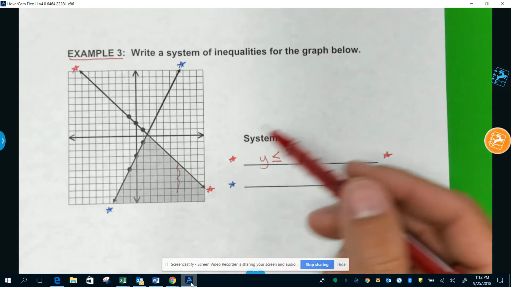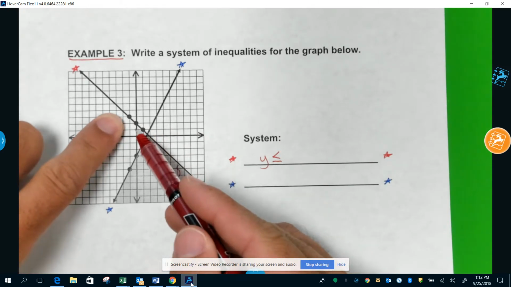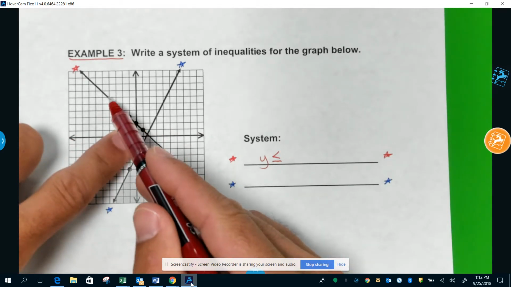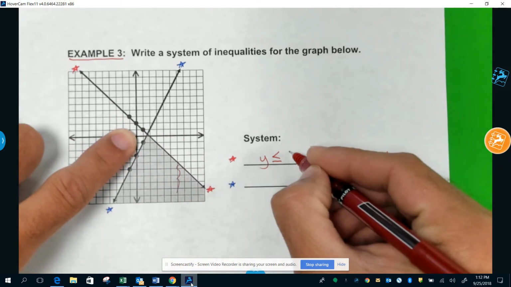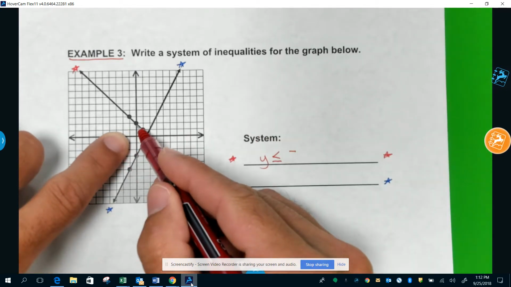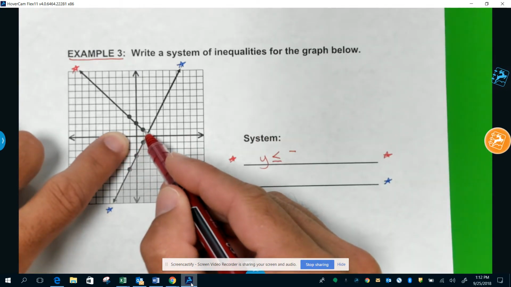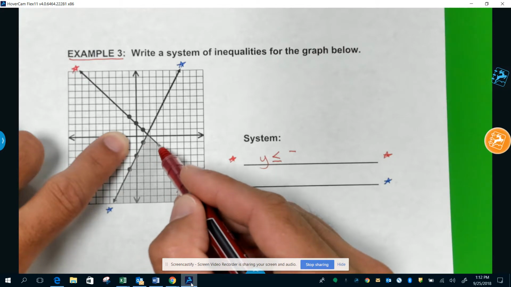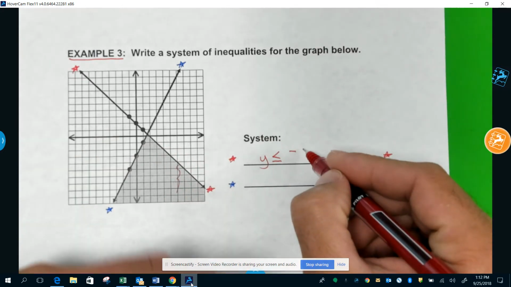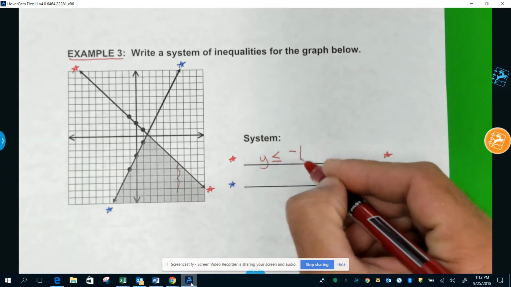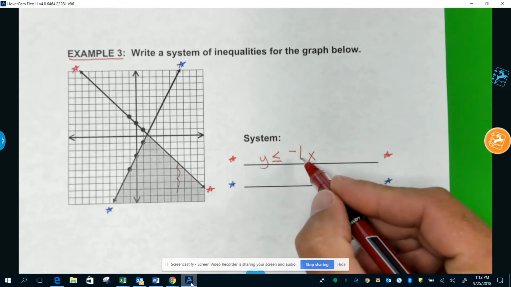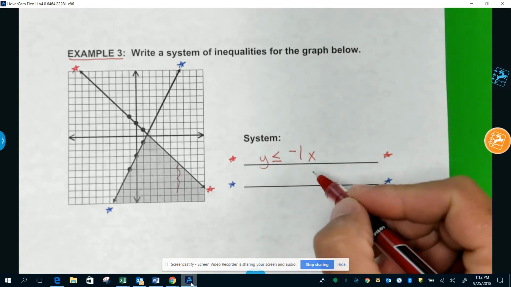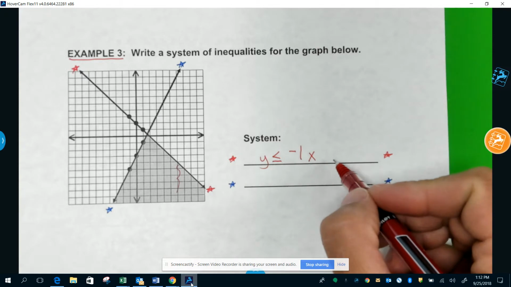Now I just need to know what the equation of the line is. If I find a couple coordinates, I can find the slope. I know this line is going down and to the right, so the slope has to be negative. Well, the slope is 1 over 1. 1 over 1, 1 over 1, 1 over 1. So it's negative x. If you want to put negative 1x, you can, or you can just put negative x. Either way is fine.